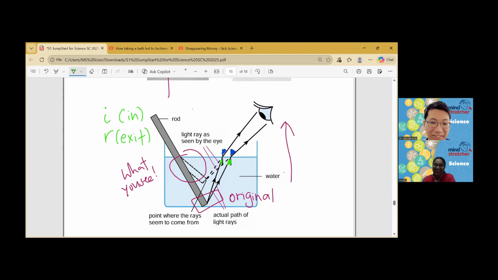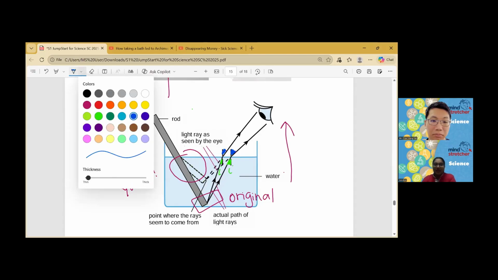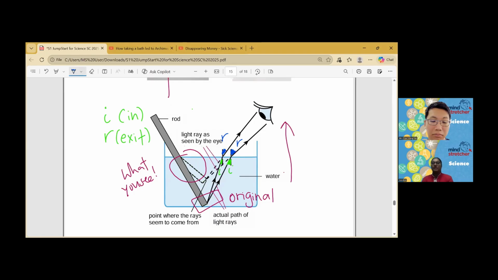Green one is the eye. Okay, so in this case, this is a bit confusing. So this is the eye, this is the eye. Then your blue ones are the R, which is refracted. So just take a look at the arrow. You can see that the arrowheads are leaving the water, so this will be incident. And you can see that it's bending once it enters the air.